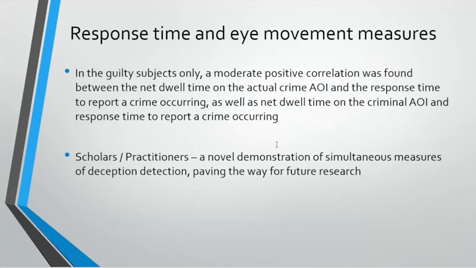A really interesting finding was that a positive moderate correlation was found between the net dwell time to the actual crime as it was occurring and the response time to report the crime occurring. So it suggested that guilty participants were seeing themselves commit the crime and were taking longer to report it as a way of hiding their guilty information. And this is a novel demonstration of using simultaneous measures to detect deception. That's the end. Thank you.